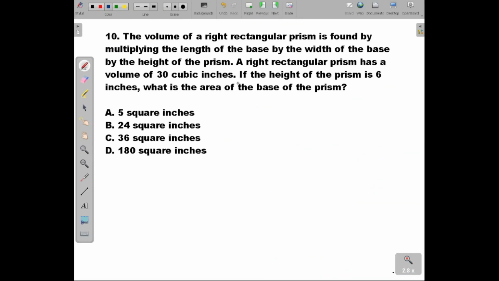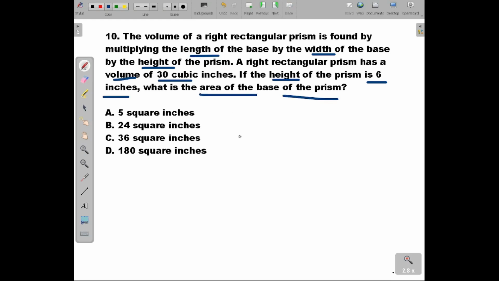Number 10. The volume of a right rectangular prism is found by multiplying the length of the base by the width of the base by the height of the prism. A right rectangular prism has a volume of 30 cubic inches. If the height of the prism is 6 inches, what is the area of the base of the prism?